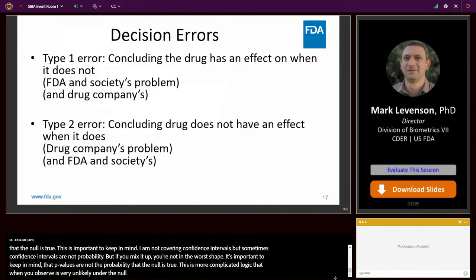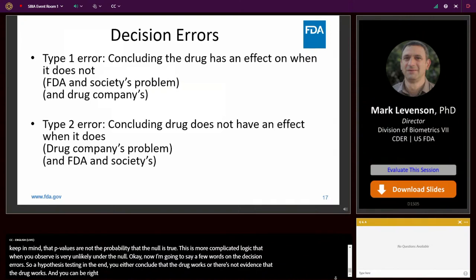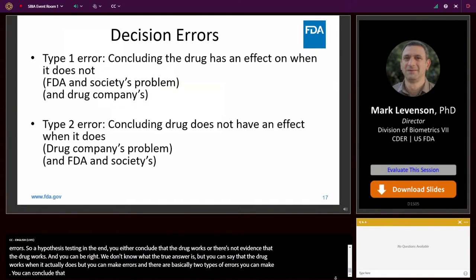Okay, now I'm going to say a few words on decision errors. In hypothesis testing, at the end you either conclude a drug works or there's not evidence that the drug works. And you could be right. We don't know what the true answer is, but you can be right that you concluded the drug works when it actually does. But you can also make some errors, and there are basically two types of errors you can make. You can conclude that the drug has an effect when it does not.